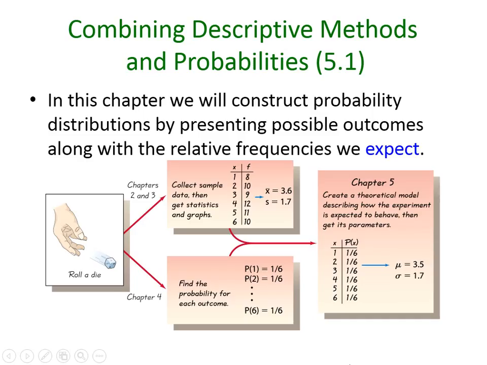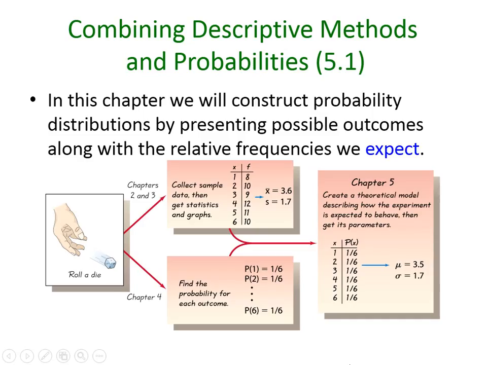What we've done in Chapter 4 is we found the probability of each thing happening. We know that if we're rolling a dice, the probability we'll roll a 1 is 1 out of 6 chances. Of rolling a 2 is 1 out of 6 chances. And so we had our expected values that we would get. Chapter 5 is going to take those things and blend them together.